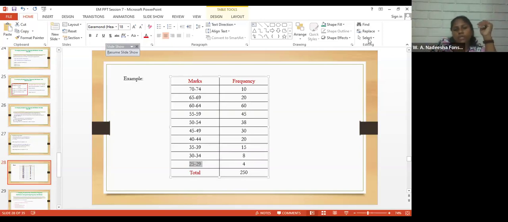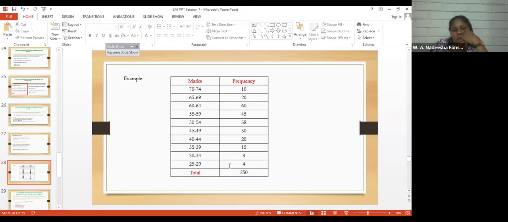Here, frequency 10 means there are 10 marks or data points within 70 to 74. There are 20 marks within 65 to 69. This is how to analyze a frequency distribution with class intervals.